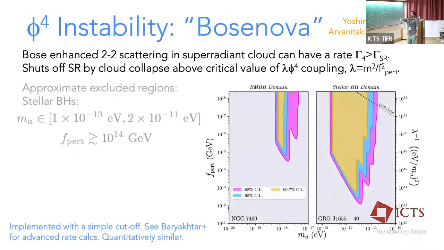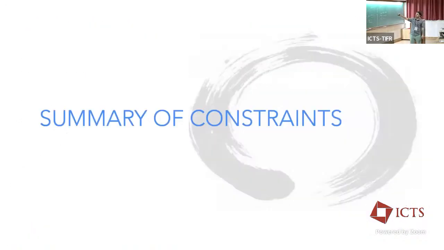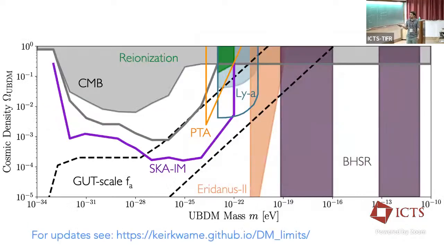I'm not going to talk about the Bose-Nova because we've reached the end of the time. I'm just going to summarize all of the limits that we've seen throughout this lecture. And here they are. So as a function of the ultralight bosonic dark matter mass, going from 10 to the minus 34 electron volts, all the way down to 10 to the minus 10 electron volts, covering 24 orders of magnitude, here's the cosmic density that's allowed.